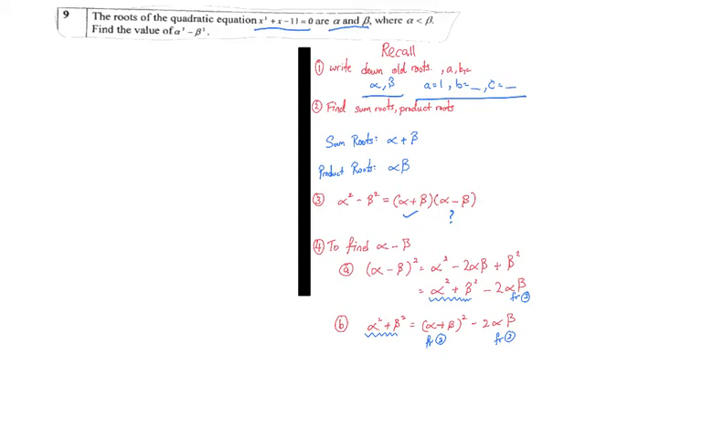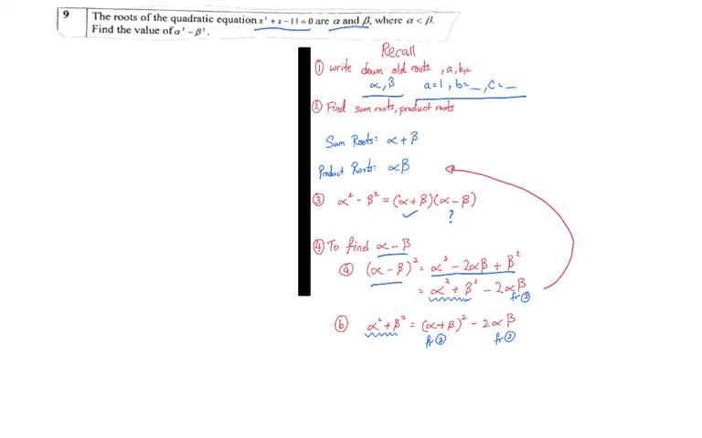Now, to find alpha minus beta, we know that alpha minus beta whole square is, after I expand, alpha square minus 2 alpha beta plus beta square. After I rearrange, I'll have alpha square plus beta square minus 2 alpha beta. So this alpha beta, I can get from the product of roots, which refers to this one.